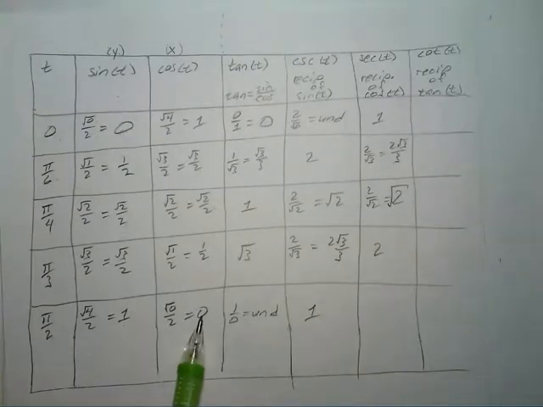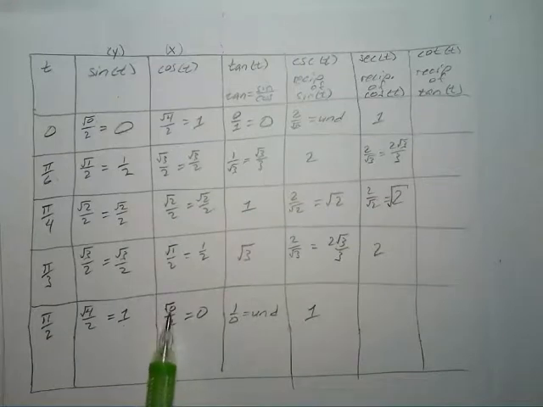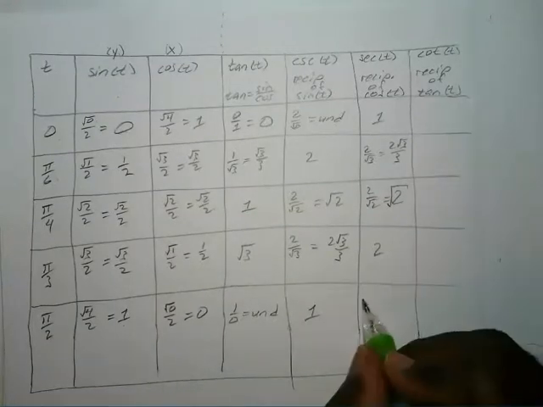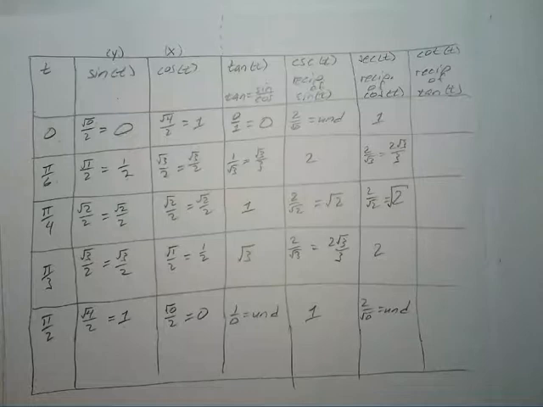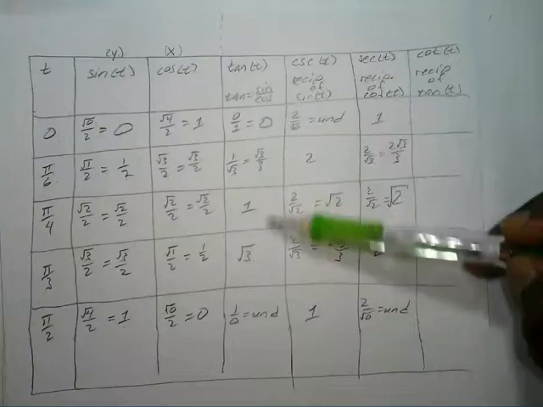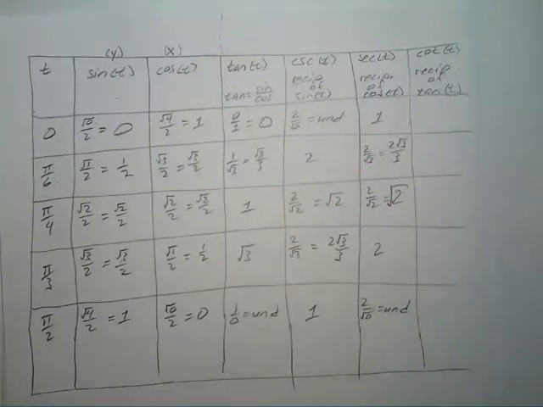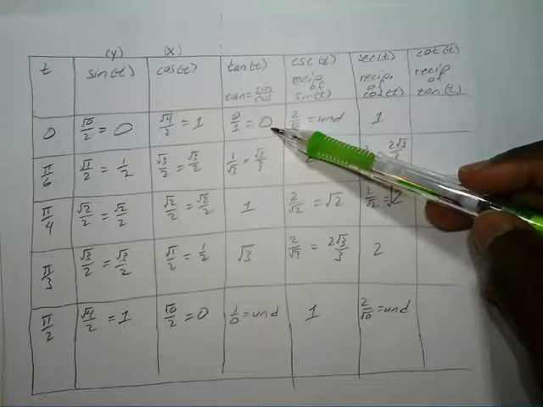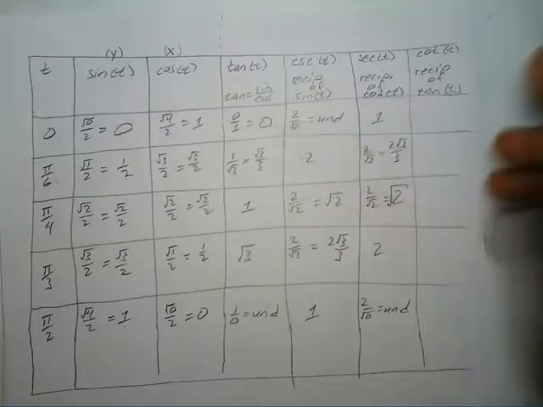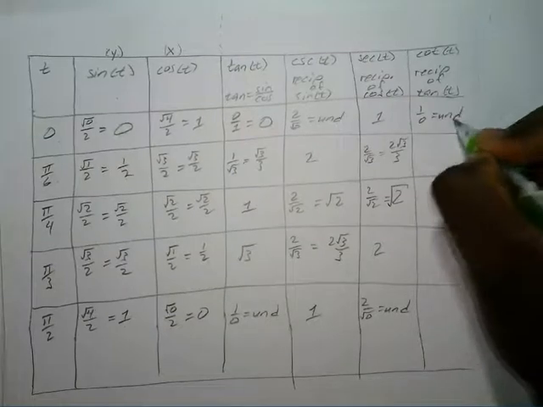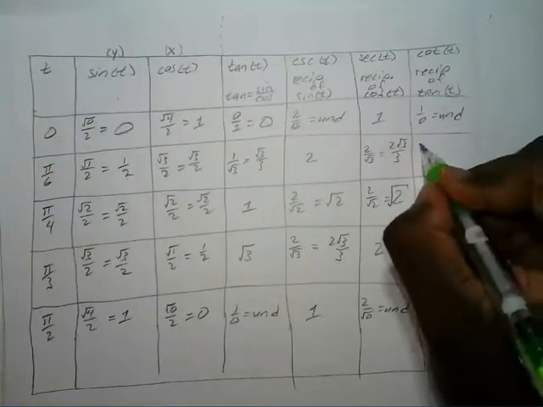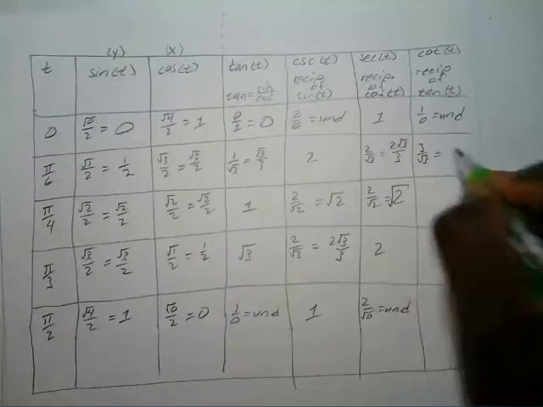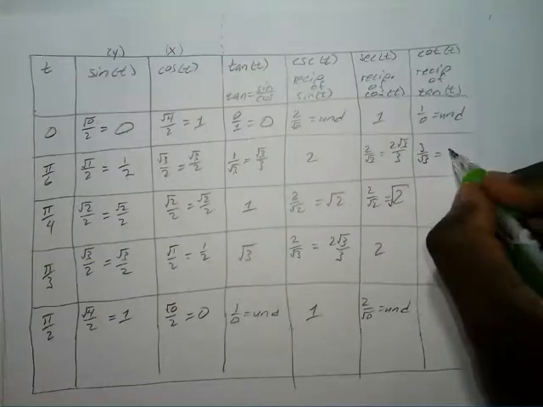And the reciprocal of 0 over 2 is 2 over 0. Anything over 0 is undefined. Okay, now with cotangent, we just find the reciprocal of all of our tangent values. So the reciprocal of 0 over 1 is 1 over 0, which is undefined. The reciprocal of square root of 3 over 3 is 3 over square root of 3, which once we rationalize it, becomes square root of 3.